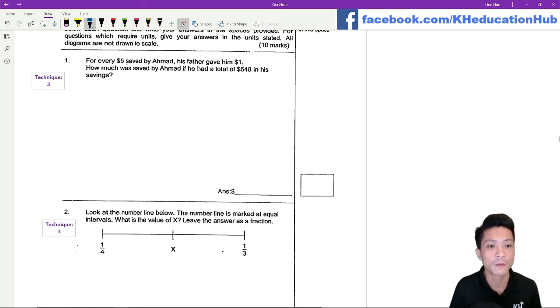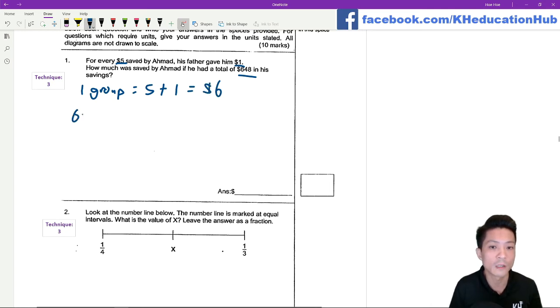Question 1. For every $5 saved by Ahmad, his father gave him $1. How much was saved by Ahmad if he had a total of $648 in his savings? This is the grouping technique, right? One group is equal to $6.